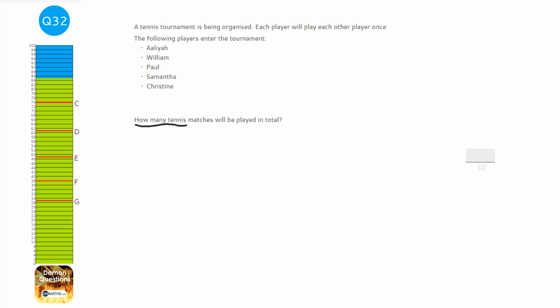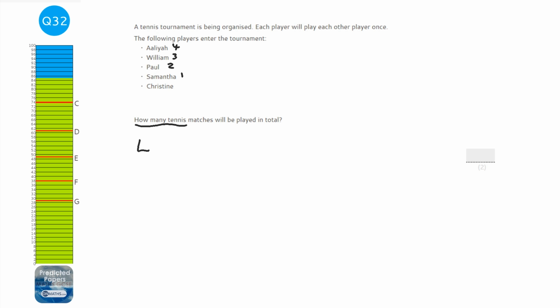Elia has 4 people that they're going to play against: William, Paul, Samantha and Christine. William, well, we've already counted Elia's match with William, so William only has 3 left that he can play. Then Paul, we've already counted his match with the other two, so he's only going to play Samantha and Christine, other than his matches we've already counted. Samantha's only got Christine left to play after we counted all the other matches. And Christine's matches have already been counted so far.